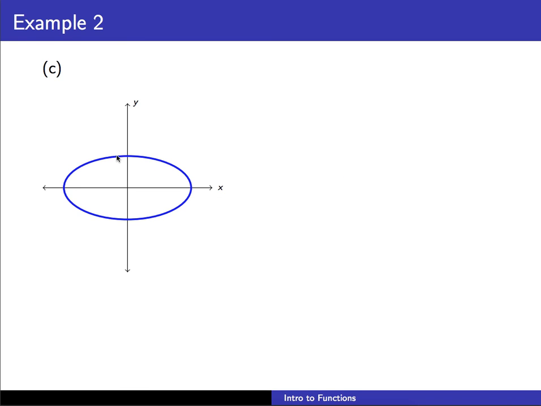Finally, part C, we have this oval, and if we notice the y-axis, it's a vertical line, it hits it twice, once here, another time here, as well as several other vertical lines we can draw that hit this blue oval more than once. So because we have vertical lines that hit the blue oval more than one time, this one is not a function. It fails the vertical line test.